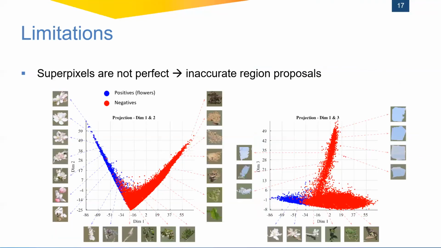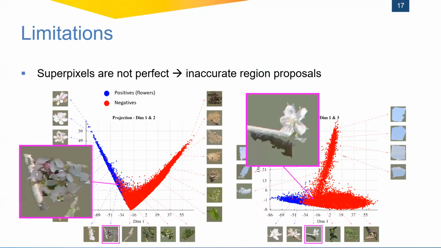But that doesn't mean that we solve the problem. The thing is that, as I said, these methods rely on superpixels as region proposals, and the superpixels are not perfect. So we have examples like these ones, which are superpixels that contain both parts of flower and parts of the background.